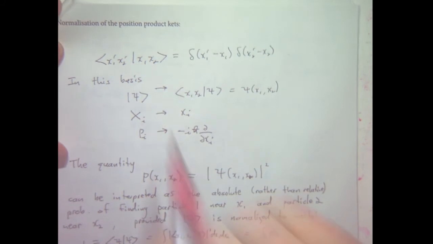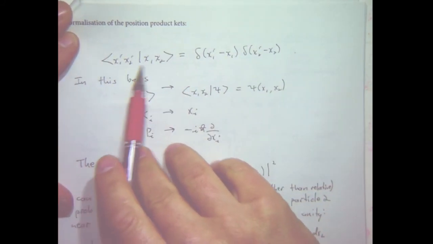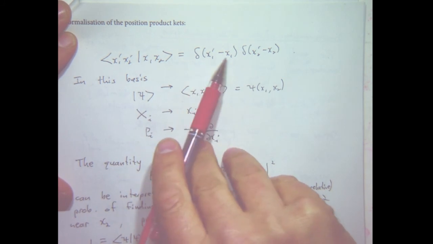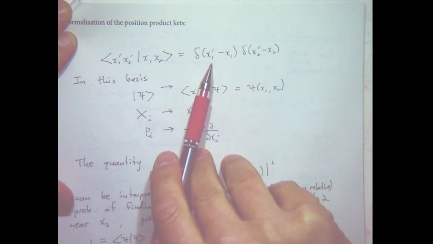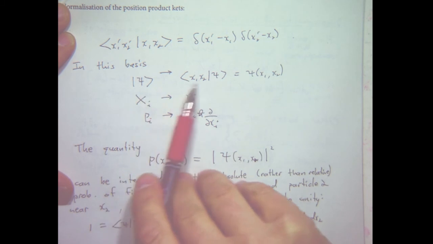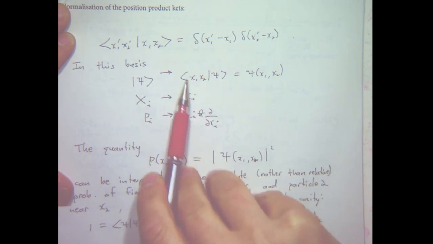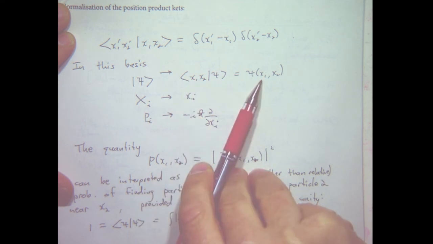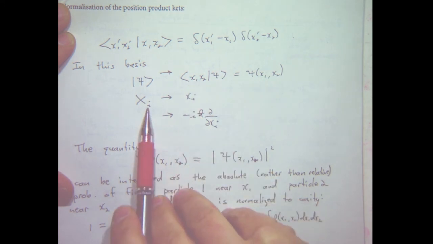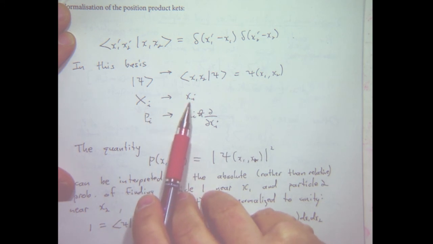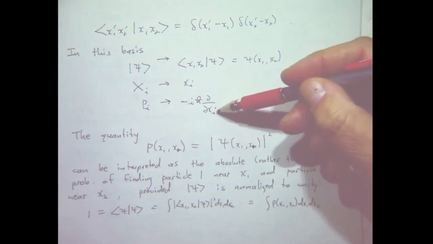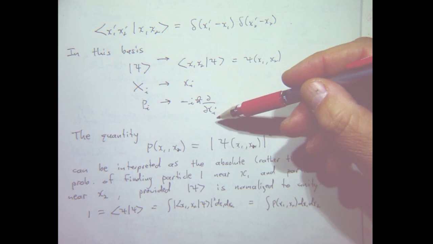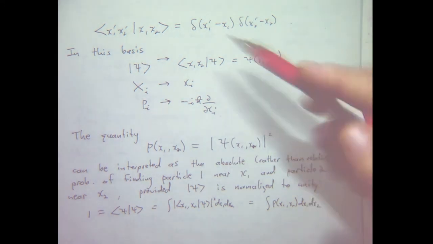Okay. The normalization for the position product kets is given by this relation here, and it's just a product of delta functions. Each delta function is for one of the position variables, like that. And in this basis, the ket psi, when it's projected onto the position eigenkets, is a function of two variables. And the operator xi in the position basis goes into the position variable xi, and the operator pi in the position basis goes into minus i h-bar d by d xi, where i here is a subscript for the number of particles. You've got n particles, so i equals 1 to n here, and this i is a complex i, of course.